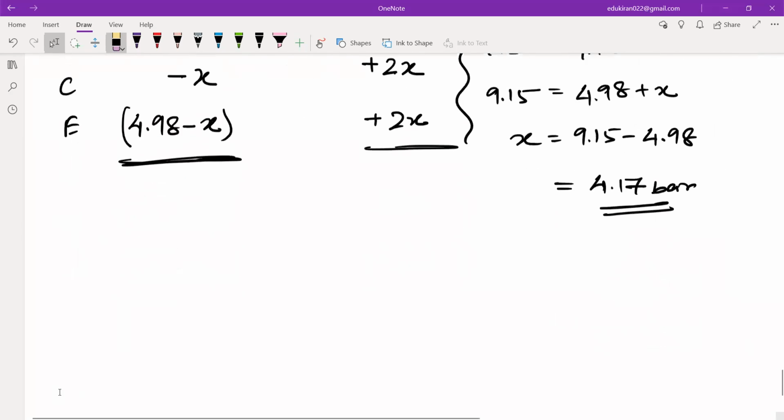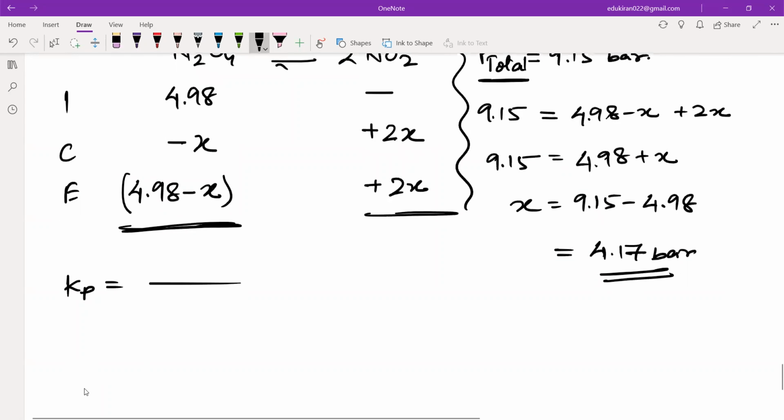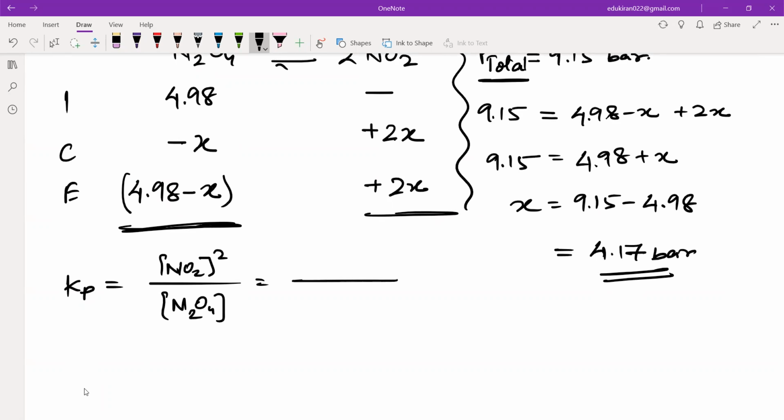Now we will calculate the Kp. So Kp will be equal to the pressure of NO2 squared divided by the pressure of N2O4. So NO2 squared is how much? 2x squared divided by 4.98 minus x.